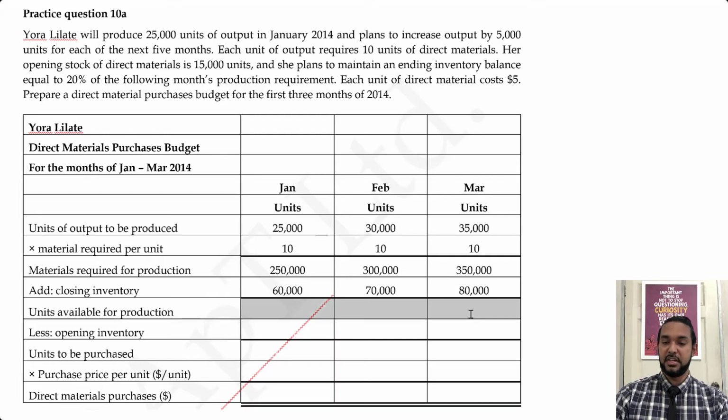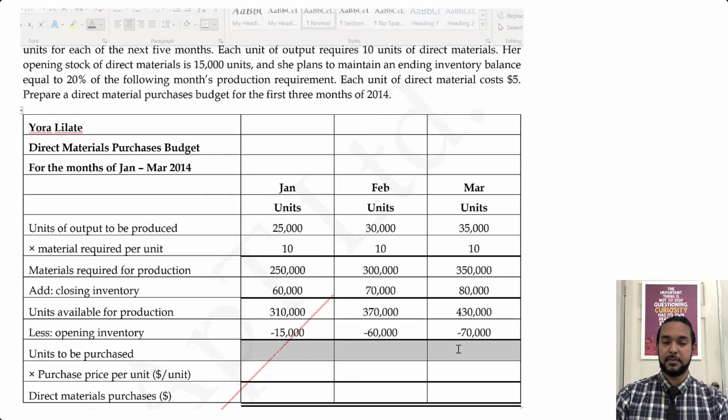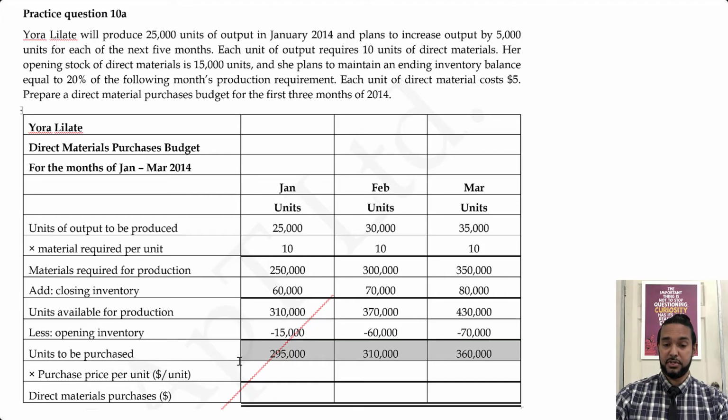Now, to find the units we need available for production, we're just going to add going down. So 250 and 60 is 310, 300 and 70 is 370, 350 and 80 is 430. Now we need to subtract opening inventory. And opening inventory at the start was 15,000 units. So we're going to start with 15,000 here. Now, the closing stock of any given month is the following month's opening stock. So we have 60,000 for February, and the closing stock in February is 70,000, which means the opening stock in March is going to be 70,000. And we're just going to subtract that to give us the number of units to be purchased.